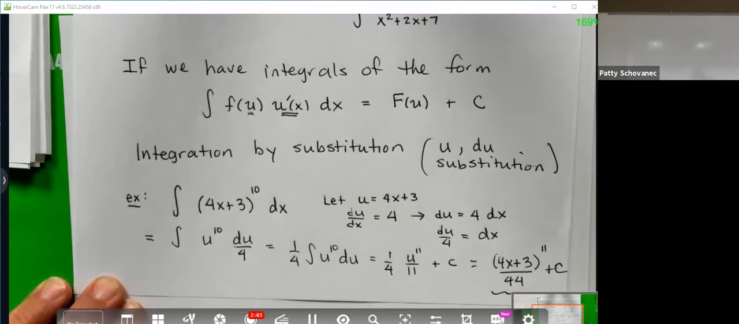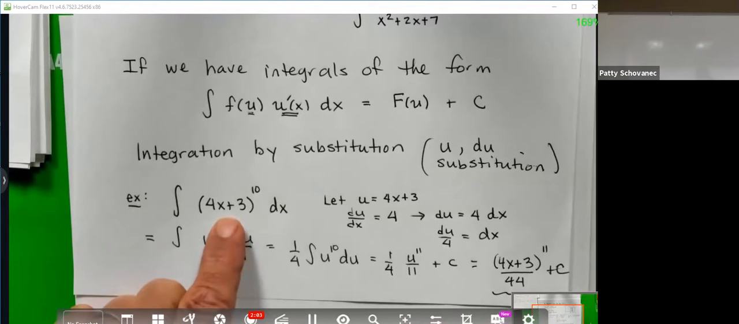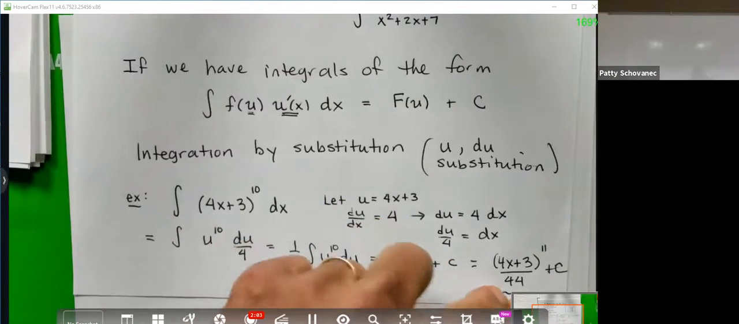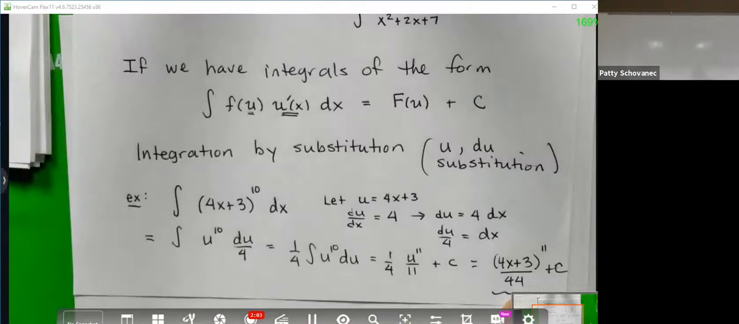That's the function whose derivative is this. And if you do take the derivative of the 4x plus 3 to the 11th over 44, bring the 11 down, cancels and gives me a 4 on the bottom. 1 power less gives me the 10th. The derivative inside wipes out the 4 from the bottom.